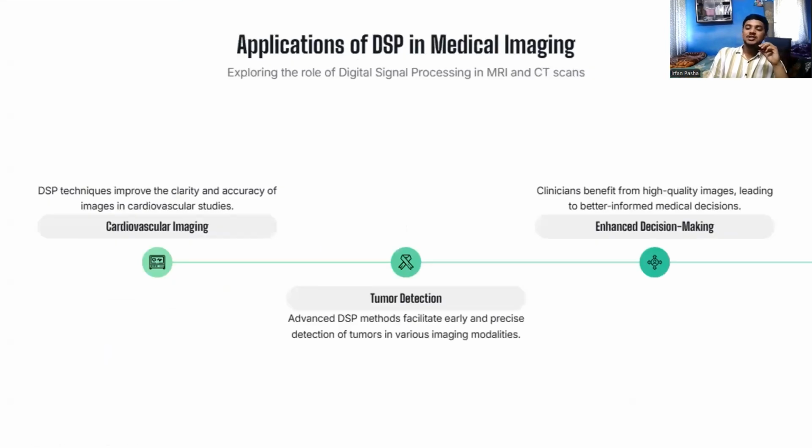Now, what are the applications of DSP in medical imaging? DSP techniques improve the clarity and accuracy of an image in cardiovascular studies. One is cardiovascular imaging, then tumor detection. In case you have any tumor, then MRI, that is the medical imaging, works very well to detect tumors, and then enhanced decision making.